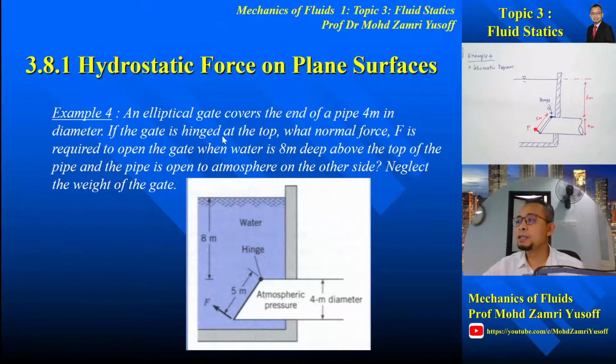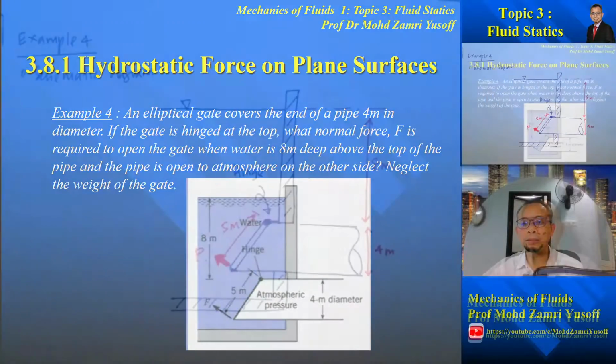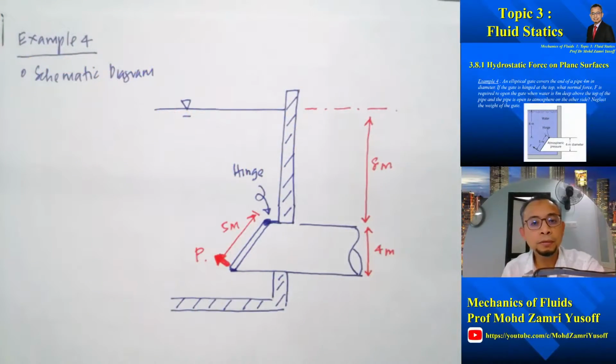If the gate is hinged at the top, what normal force F is required to open the gate when water is 8 meter deep? So the water is 8 meter deep above the top of the pipe, and the pipe is open to atmosphere on the other side, and then neglect the weight of the gate. So let's first of all consider schematic diagrams of the problems.